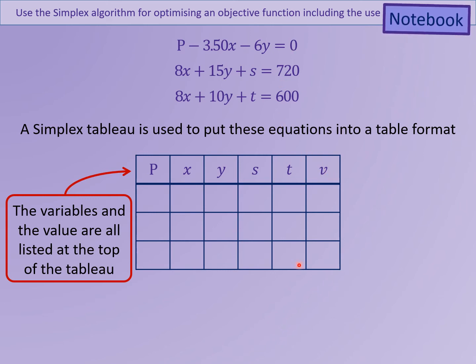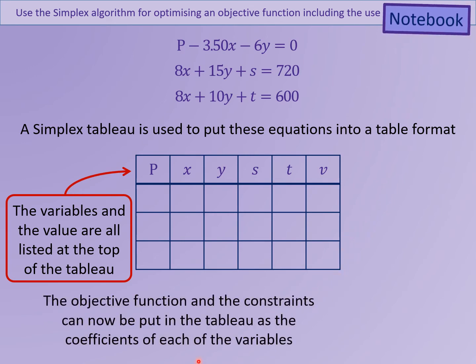Sometimes this line can be made darker because this is a definite separation. This is the equals part just here. These are the variables, and that's the value you get on the other side. Once you've got that, we can actually put these equations in now.